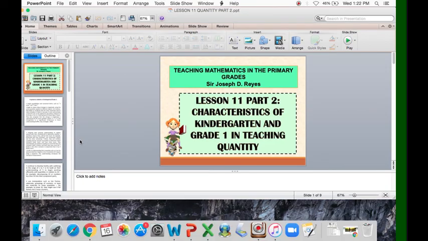So that's all about the different characteristics and instructional strategies in teaching kindergarten and grade 1 pupils involving the word quantity.